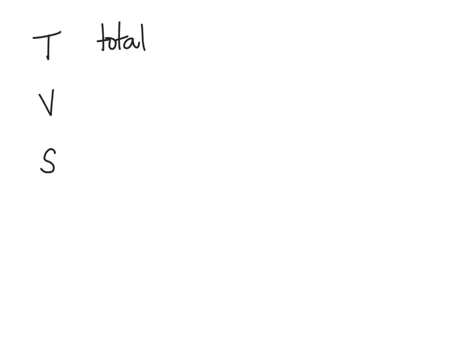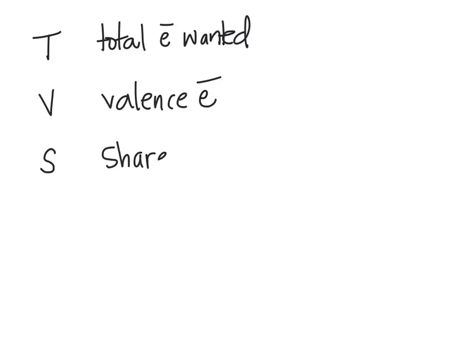T stands for total electrons wanted. So how many does it want altogether? This is where you're fulfilling your octets. Hydrogen only wants 2. Boron only wants 6. So total electrons wanted by the atoms. V is the valence electrons brought. And then S stands for shared electrons.